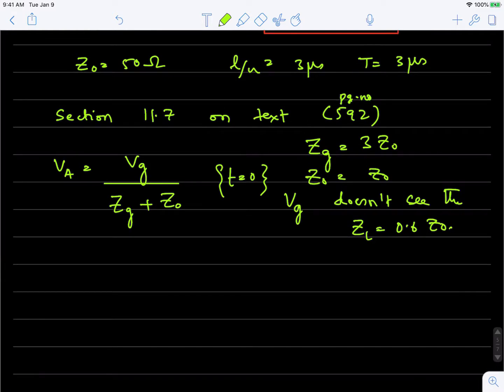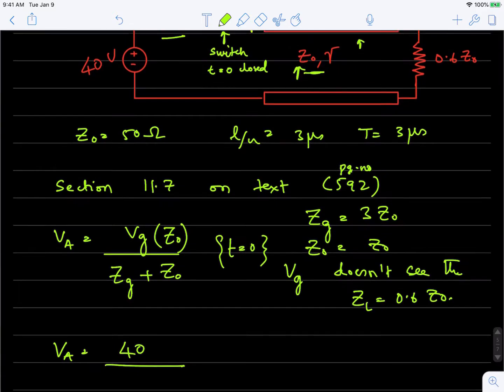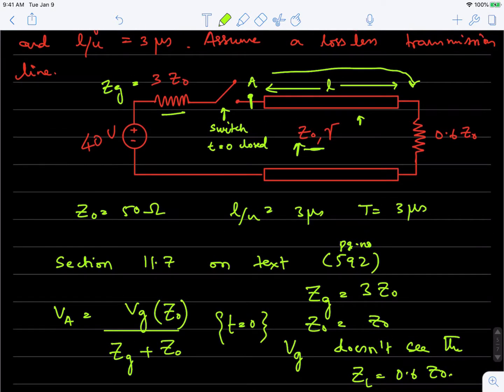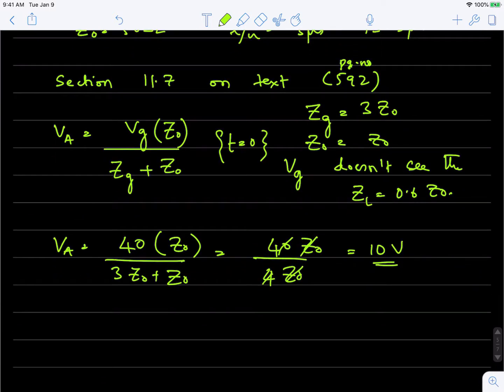Okay, so let's find out what that is. Vg by Zg plus Z0 gives you the current, multiplied with Z0 gives you the voltage. So Va is equal to 40 volts divided by 3Z0 plus Z0, into Z0. That means it's 40 divided by 4Z0, into Z0. Z0 cancels, so 4 tenths of 40 is equal to 10 volts. So the voltage at A is equal to 10 volts.